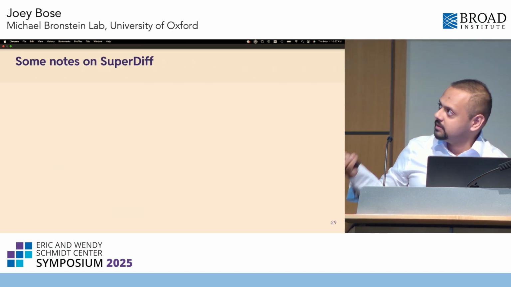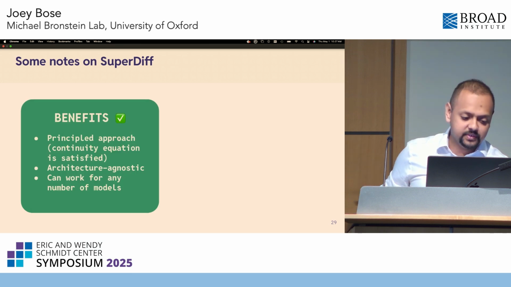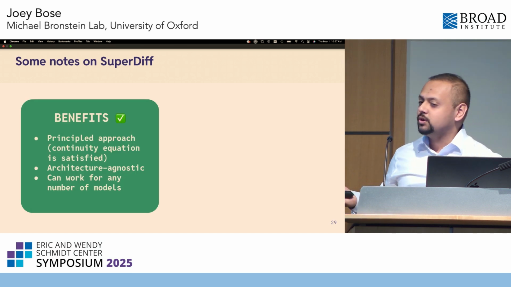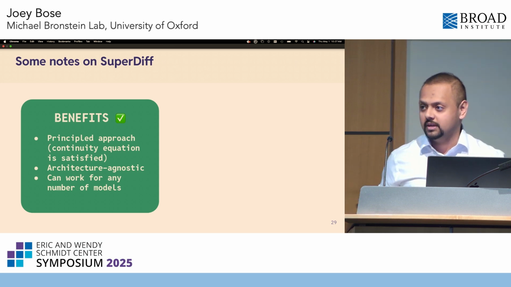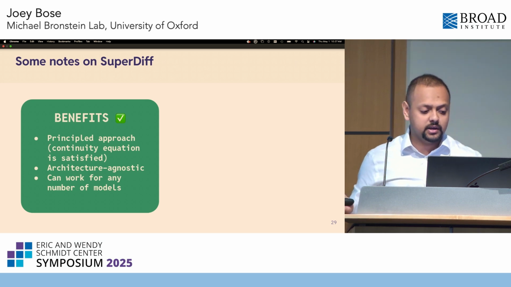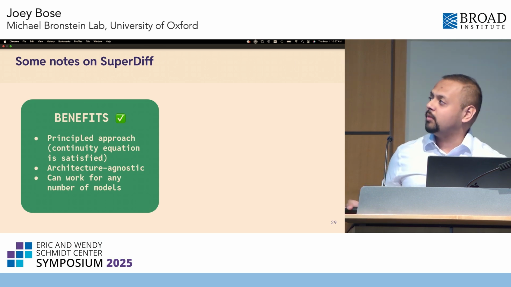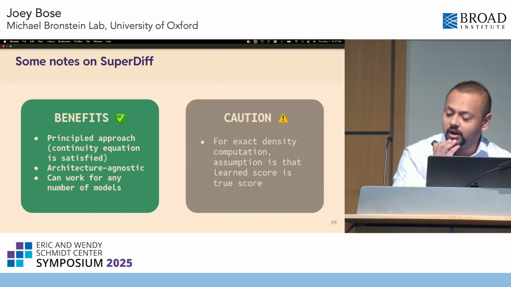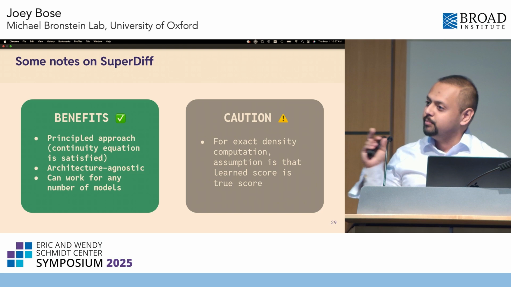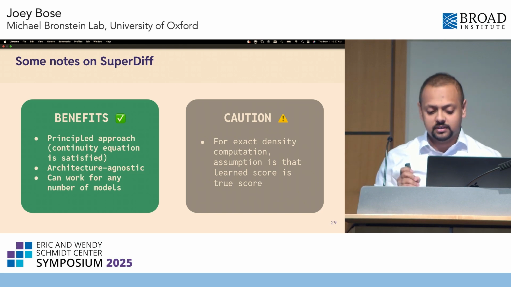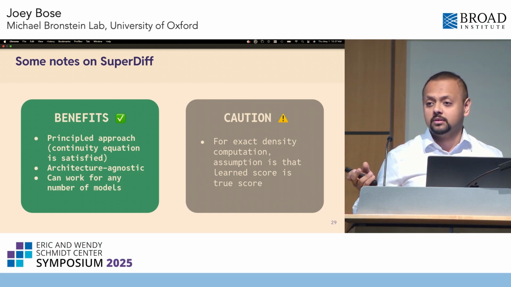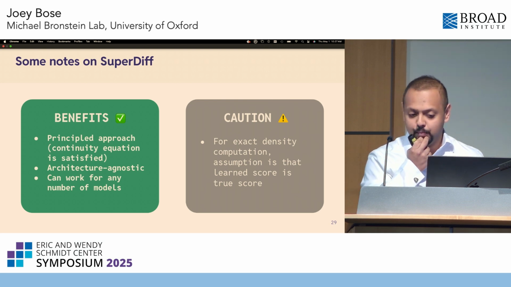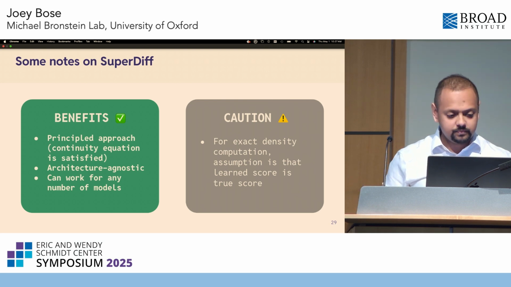So taking a step back, what are the benefits? The benefit of this density estimator is that it's very agnostic. You can apply it for any diffusion model you have, regardless of domain, regardless of architecture. And it can work for any number of models. But there is one point of caution. Because you need to compute the score function, if you don't have access to the learned score, or essentially the ground truth score, you're going to have a biased estimate. But in certain applications, this is not an issue.